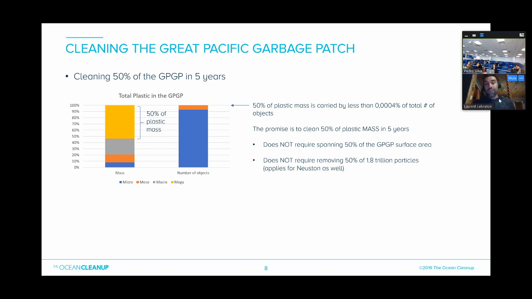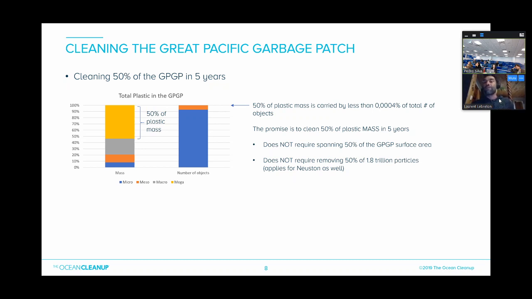And then the second point is the same. It's removing 50% of the plastic mass in 5 years, and that's what the graph on the left shows. It doesn't mean we want to remove 50% of 1.8 trillion particles. And that applies for the sun as well, because to start with, it's unrealistic, even with 60 systems of 600 meters long.